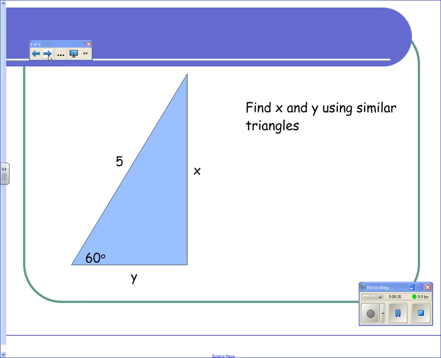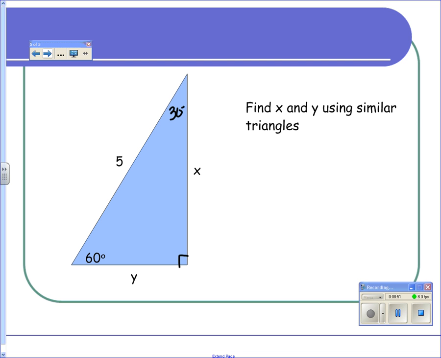So we want to find x and y. Can we use Pythagorean theorem on this one? Well, do you know that that's 30? No, can we use Pythagorean theorem? Right, okay. You can't do Pythagorean theorem because you are missing 2 different things. Does that make sense?